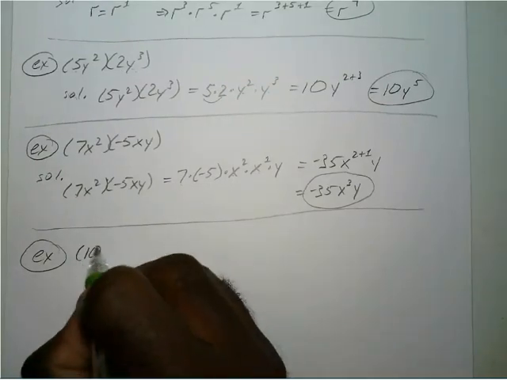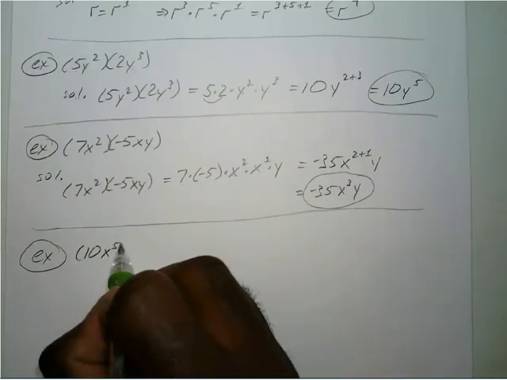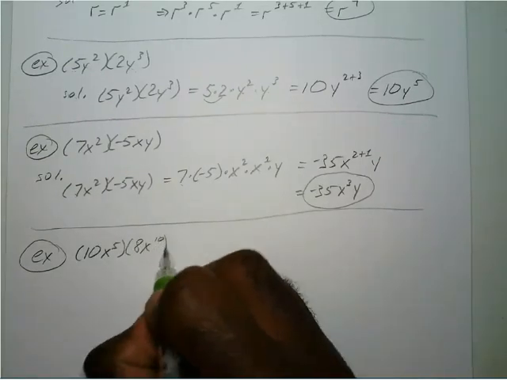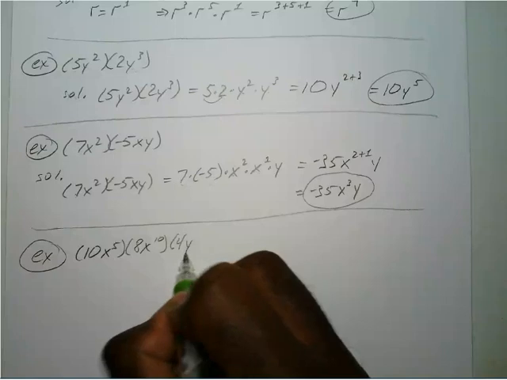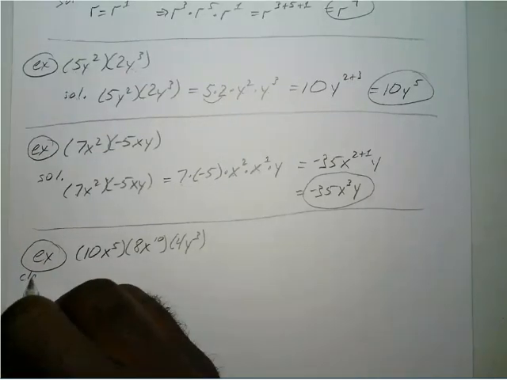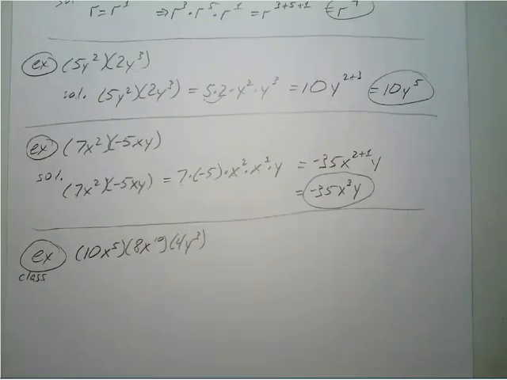So what if we have 10x to the 5th power times 8x to the 10th power times 4y to the 3rd power? Okay, so I want you to press pause and try this one on your own.